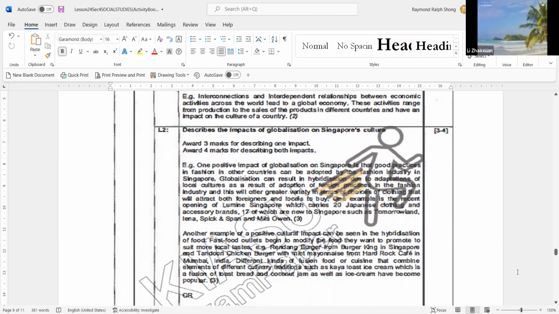One positive impact of globalization on Singapore is that good practices in fashion in other countries can be adopted by fashion industries in Singapore. Globalization can result in hybridization due to adaptations of local cultures as a result of adoption of foreign practices in the fashion industry. And this will offer greater variety in terms of choices of clothing and will attract both foreigners and locals to buy. One example is the recent opening of Lumine Singapore, which carries 20 Japanese clothing and accessory brands, 17 of which are new to Singapore, such as Tomorrowland, Lina, Spike, and Span, and Mila Owen.